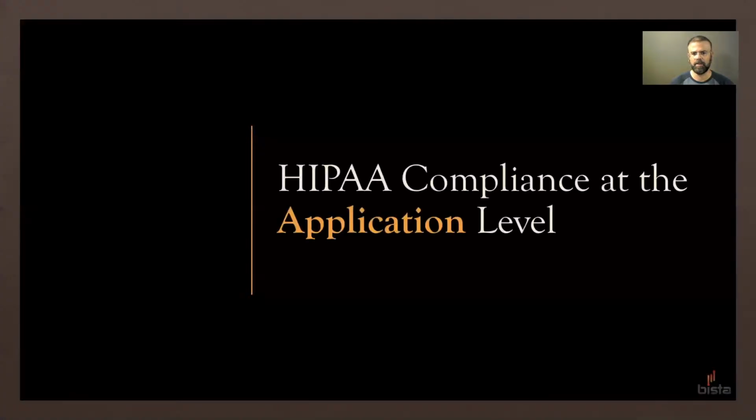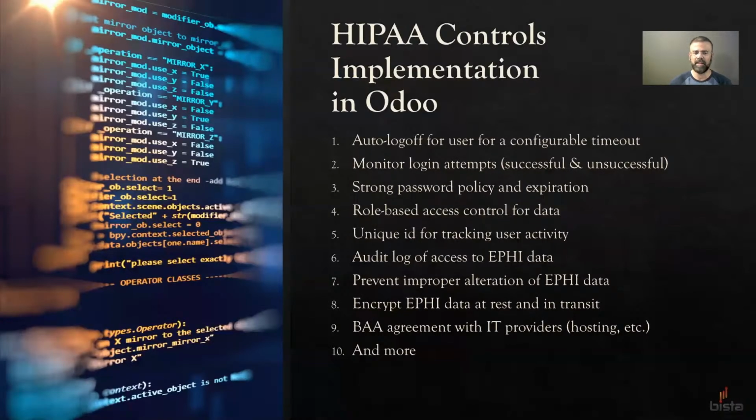So moving on, let's talk about what is involved in implementing HIPAA at the application level. So this is Odoo, at the Odoo level. There are certain features which you will have to implement in Odoo to bring it to the level of HIPAA compliance. These are related to user access and security.